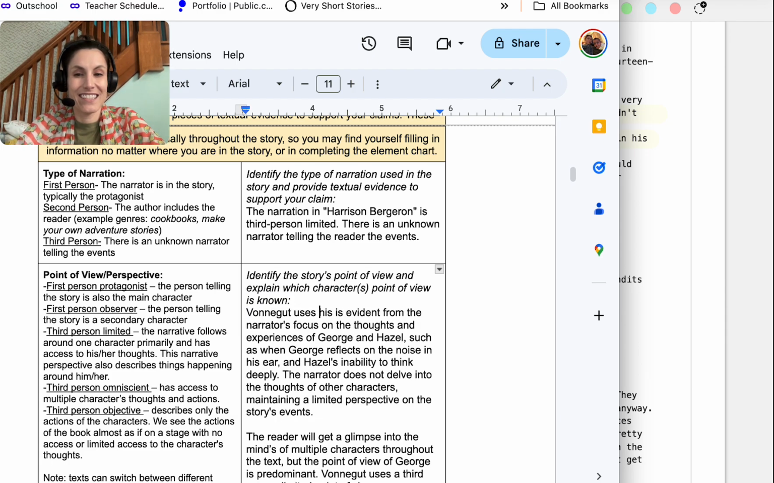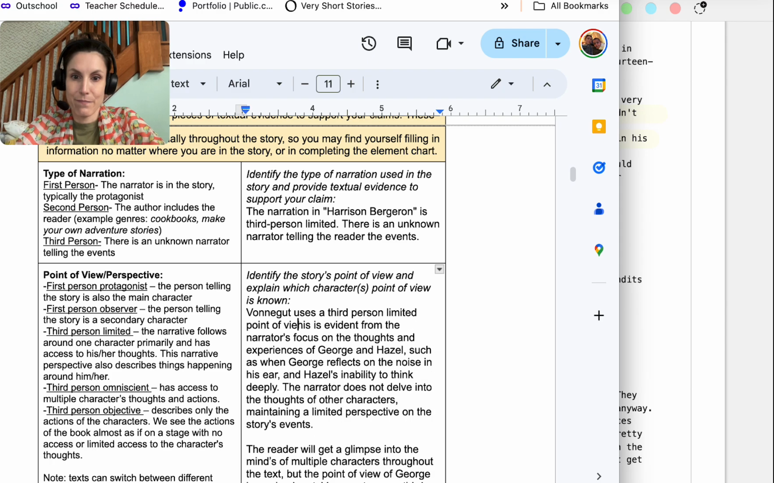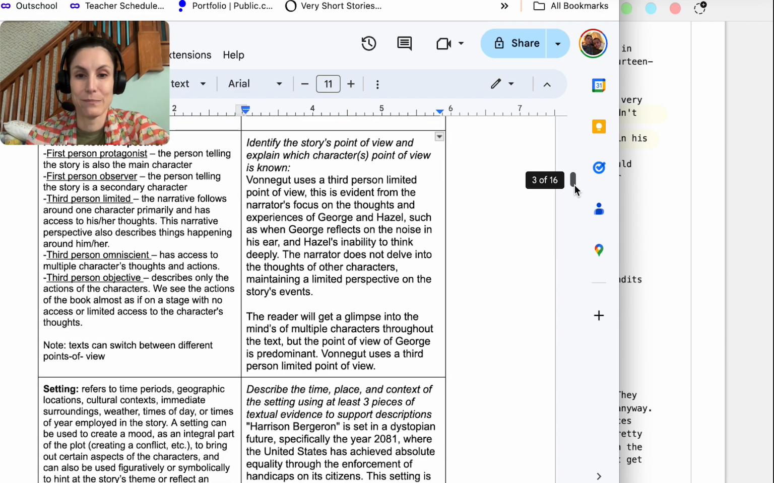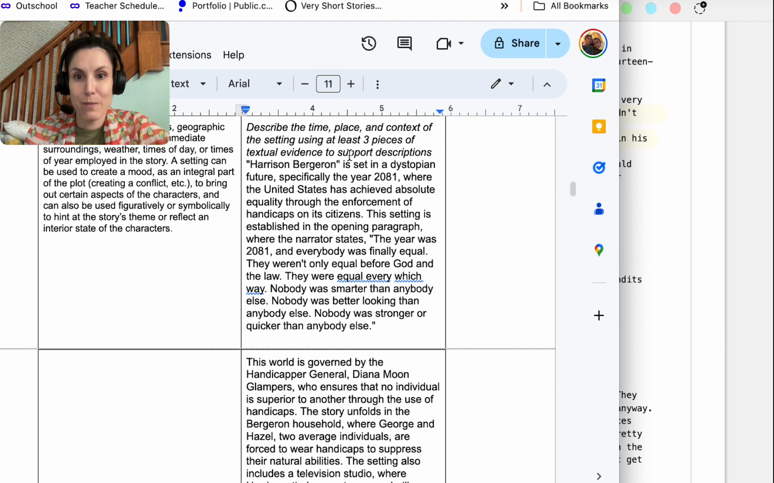Vonnegut uses a third person limited point of view. This is evident from the narrative's focus on the thoughts, feelings, and experiences of George and Hazel. And our setting, obviously, we have a dystopian setting.